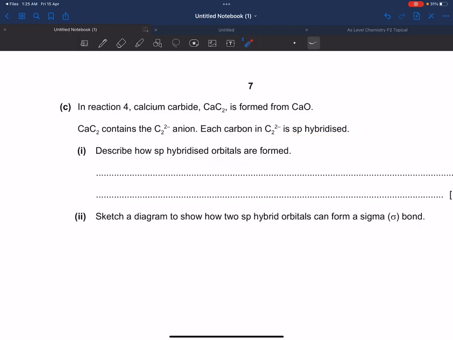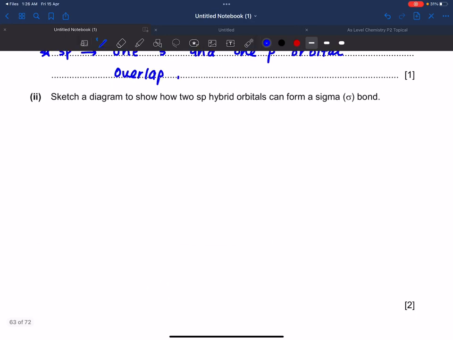sp orbitals are formed when an s orbital of an atom overlaps with a p orbital of the other atom. Okay, he's asking about sp overlap, so you write: 1 s and 1 p orbital overlap. So this is how sp orbitals form. Now he's saying sketch a diagram to show how two sp hybrid orbitals can form a sigma bond. We know a sigma bond is a single bond.